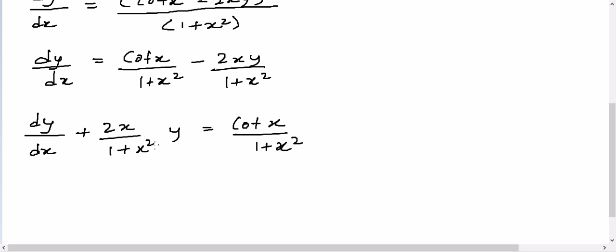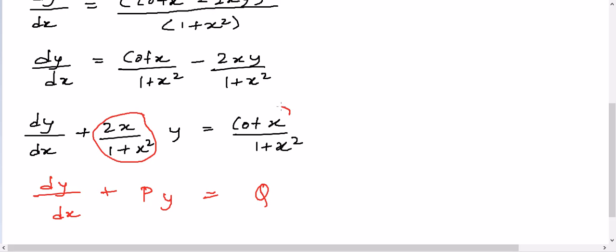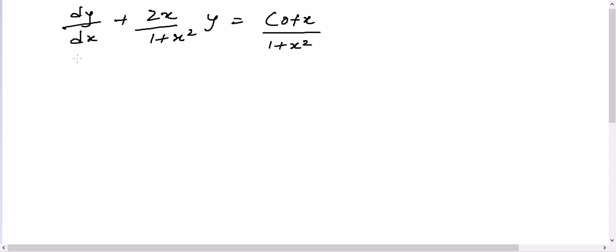Now you can see that this whole term is a function of x. The linear equation is in the form dy by dx plus py equals q, and as you can see, these two are functions of x. Continuing, now we need to find the integrating factor. The integrating factor is e to the power integral of p, and p is 2x by 1 plus x square.